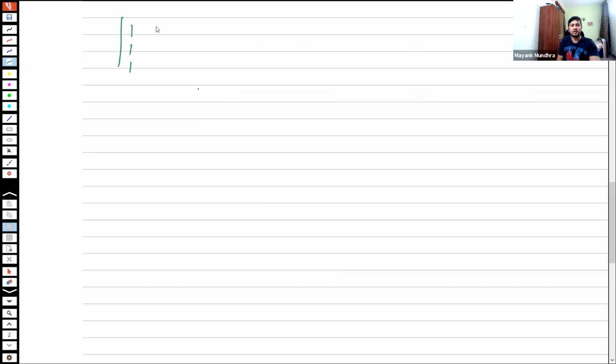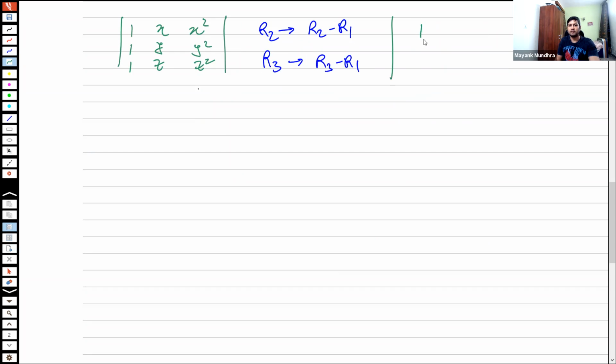Determinant of 1 1 1, x y z, x square y square z square. So I do this row operation: row 2 goes to row 2 minus row 1 and row 3 goes to row 3 minus row 1. So what I get is determinant of first row remains as it is. Second row becomes 0, y minus x, y square minus x square. Third row becomes 0, z minus x, z square minus x square.